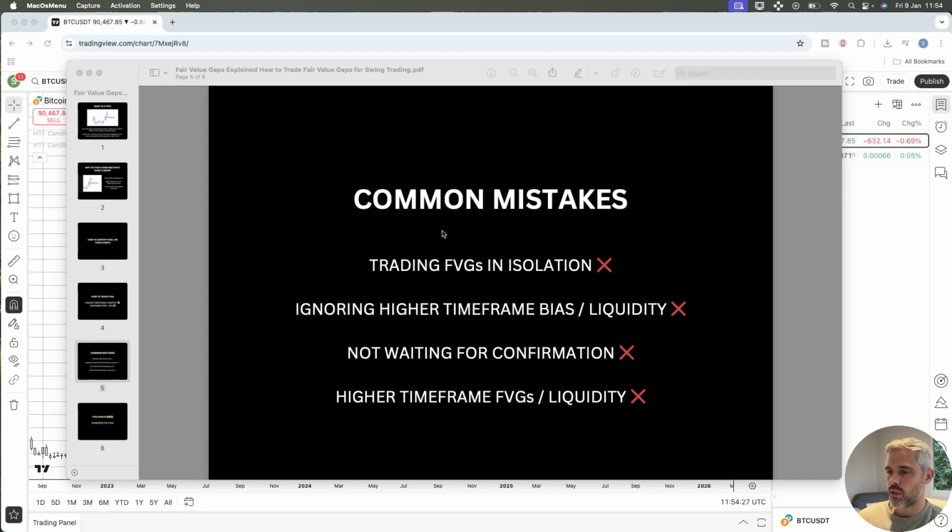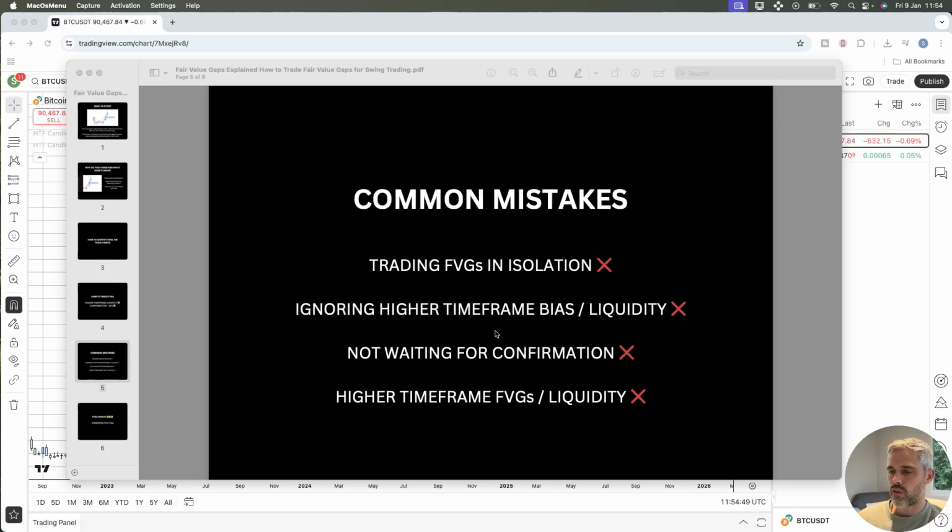Trading fair value gaps always has to be done in the context of higher time frame bias and around key points of liquidity or towards higher time frame targets. So trade them in context of those higher time frame ideas. Don't just take a fair value gap being created as something that you need to trade. They are not created equally.